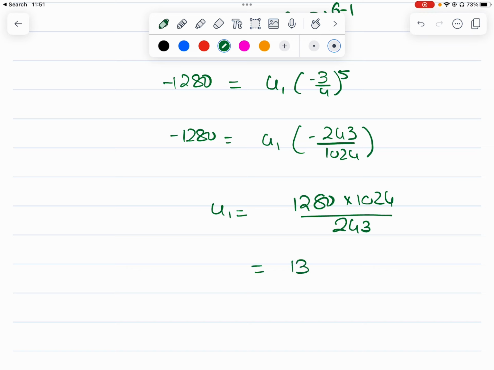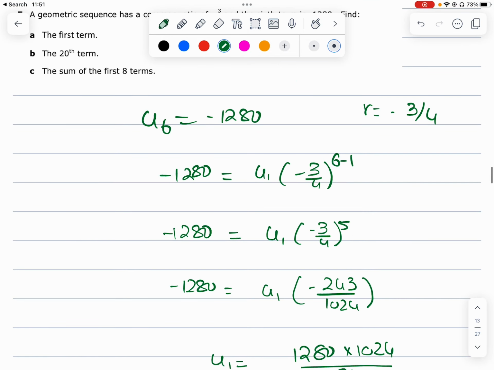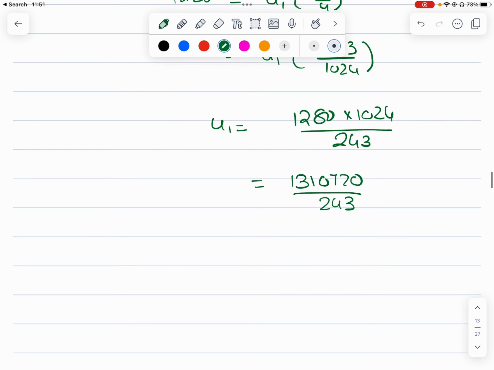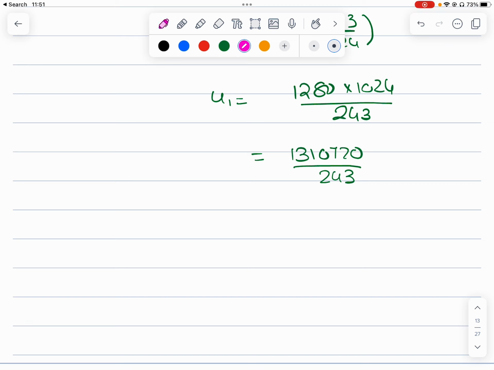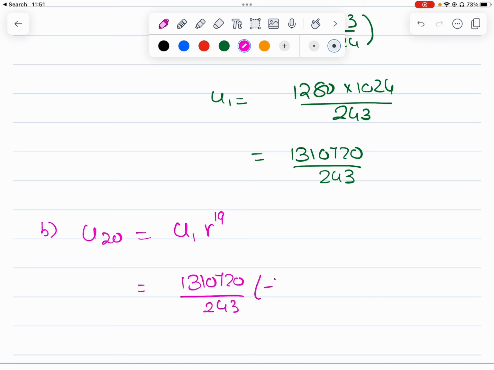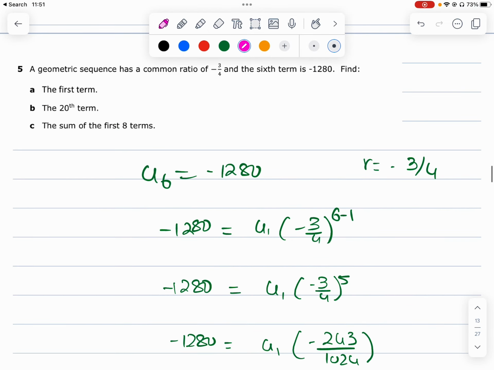You should be writing it out as 1310720 upon 243 for the moment. Now that is the first term. Now he is asking us to find the 20th term, which is first term times r to the power of 19. First term is 1310720 upon 243, times negative 3 upon 4 whole to the power of 19. Simplify that, approximately negative 22.8.